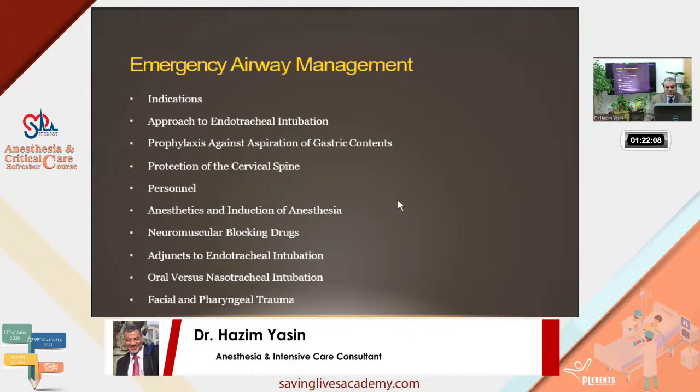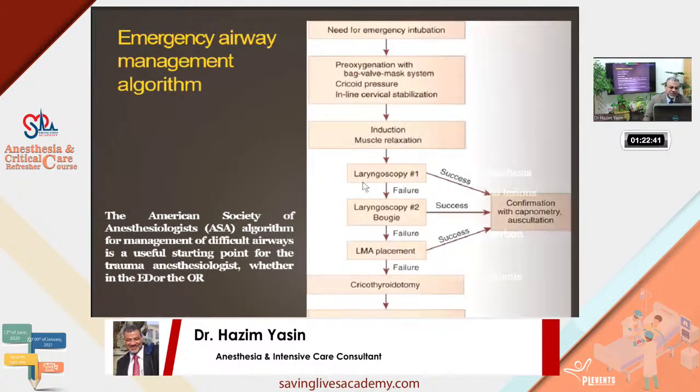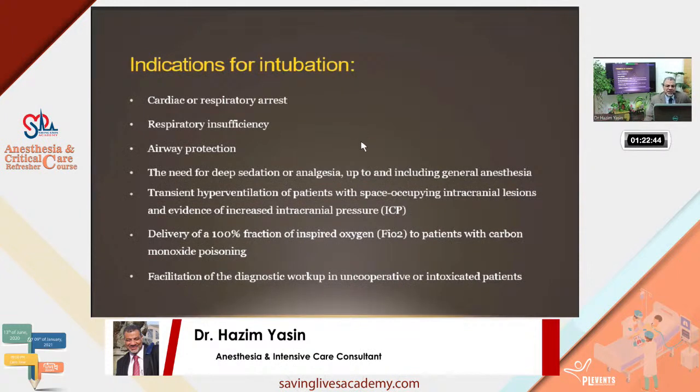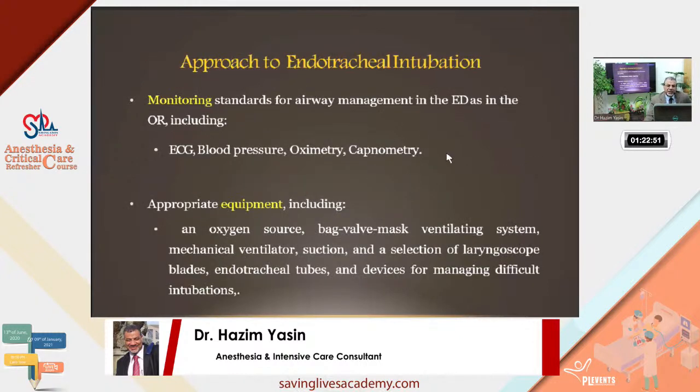Emergency airway management, all know the indications, anesthetic induction. For the anesthetic induction, mostly we use etomidate because it's the most suitable induction agent for unstable hemodynamics. Succinylcholine if the trauma is below six hours, or rocuronium, and fentanyl or narcotic according to the presentation. The airway management also should be done for patients about to arrest, with respiratory insufficiency, or for airway protection. The approach should include monitoring with pulse oximeter, ECG, capnography.